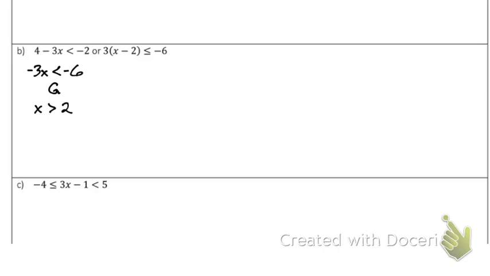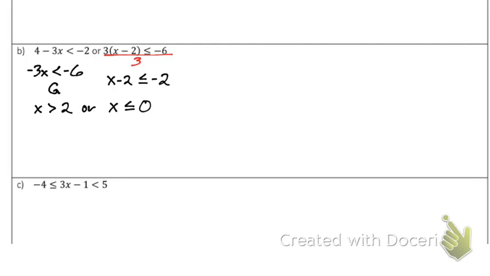Let's do the next one. I'm going to start off right off the bat with dividing everything by 3 rather than distributing it. So that's going to give me x minus 2 is less than or equal to negative 2. We add 2 to both sides. We're going to have x is less than or equal to 0. This was connected by an OR statement.